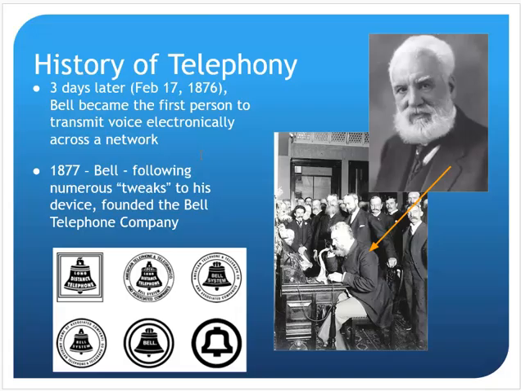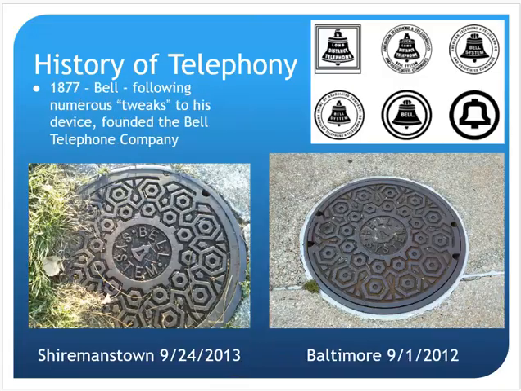And a little bit of time later, with tweaks to the system, he founds the Bell Telephone Company. I'm pointing this out because as we go to today, we see AT&T, and AT&T is a derivative of the Bell Telephone Company. So we see a lot of that logo still around. Being a nerd, over the years, I've taken pictures in different places of Bell Telephone System utility covers, if you will, in various towns, Baltimore, Sharmanstown, etc. And if you keep looking, you'll still see them out there today. But that's evidence that this was once the predominant phone provider across the country.